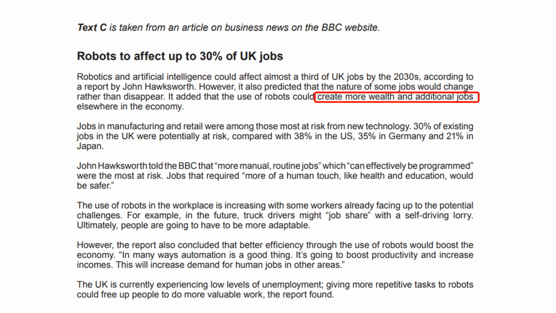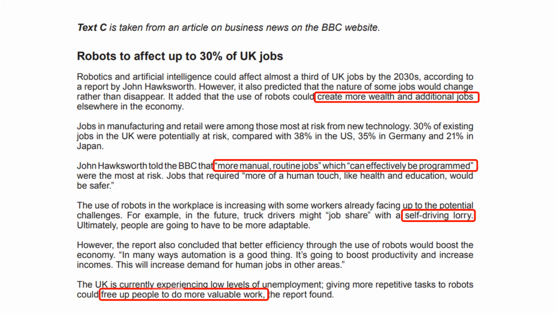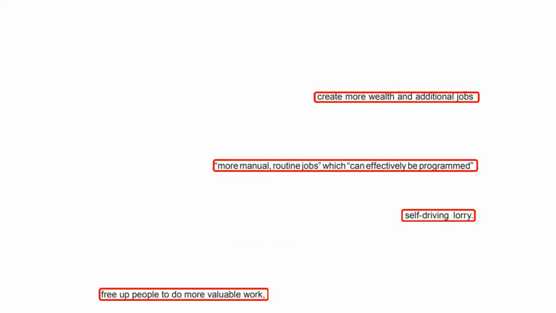Text C is taken from an article on business news on the BBC website. Robots to affect up to 30% of UK jobs. Robotics and artificial intelligence could affect almost a third of UK jobs by the 2030s, according to a report by John Hawksworth. However, it also predicted that the nature of some jobs would change rather than disappear. It added that the use of robots could create more wealth and additional jobs elsewhere in the economy.